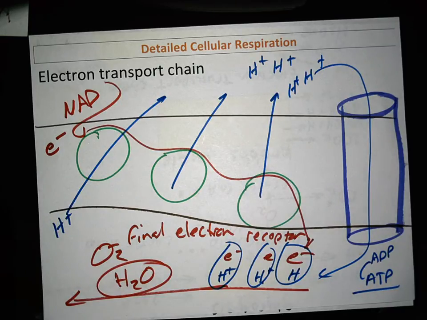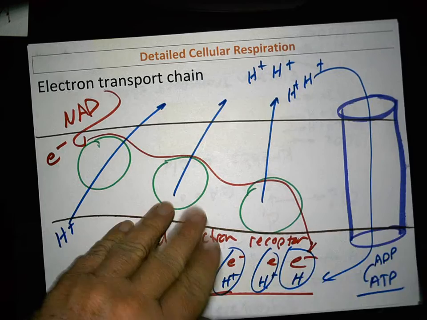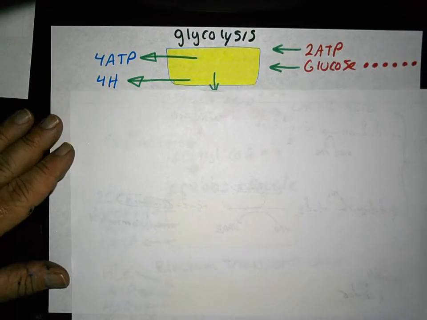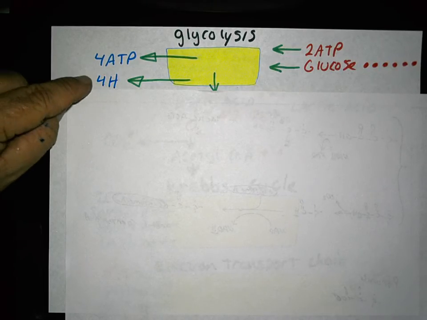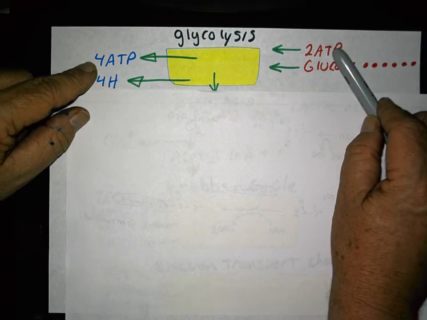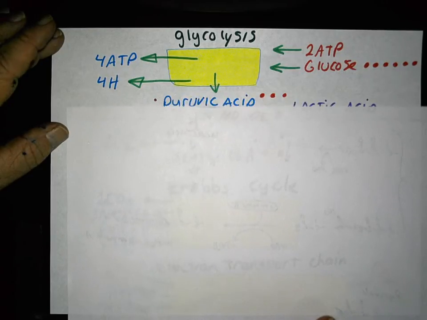Let me show you now in summary what you need to know on cellular respiration in class. We'll begin with glycolysis. The first step, you put in 2 molecules of ATP to get it going, the energy of activation, and of course a 6-carbon glucose molecule. What you get out are 4 molecules of ATP and 4 hydrogen atoms. You get out 4, but since you have to put in 2, you have a net gain of 2. You also release pyruvic acid.